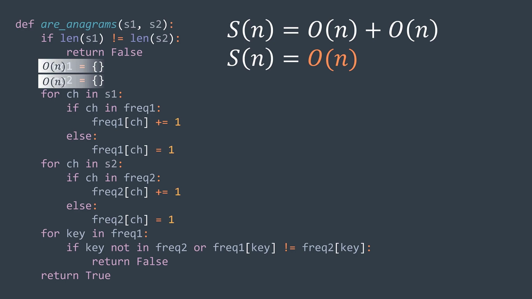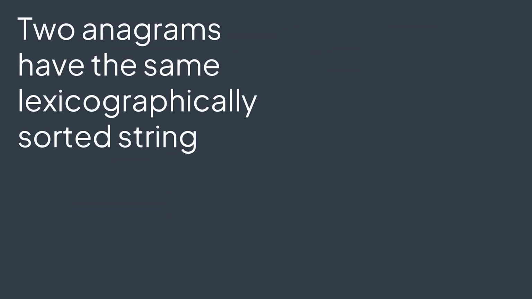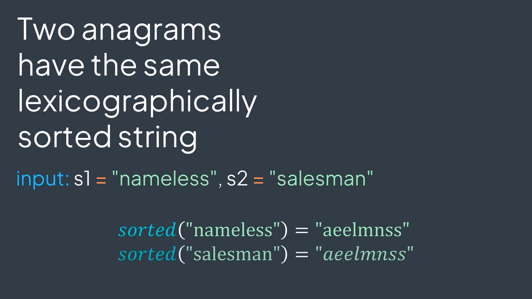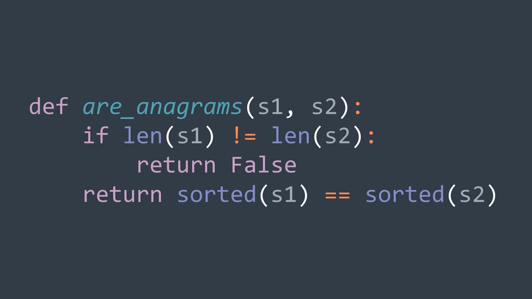We still have another solution to discuss. You have to know that two anagrams have the same lexicographically sorted string. For example, with nameless and salesman, if we sort nameless, we get AEELMNSS, and with salesman, same thing. So in the second solution, we just sort both strings and compare the results. In code, after the equal length condition, we return sorted S1 is equal to sorted S2.